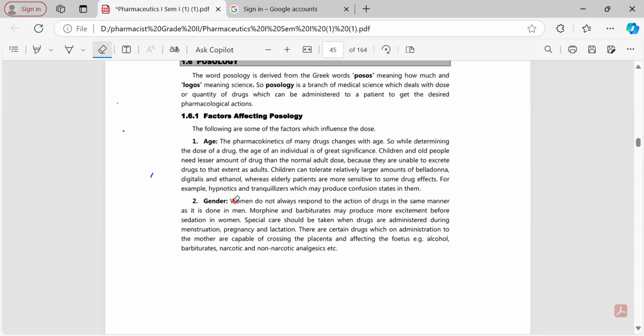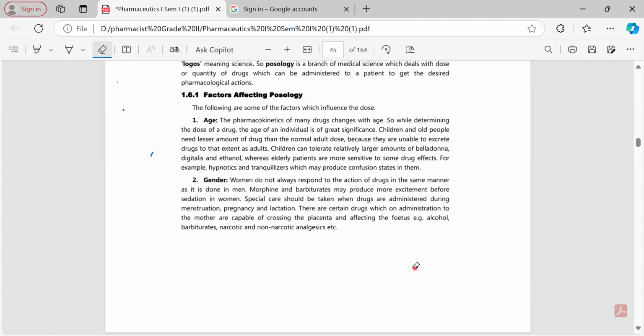Let's see the next factor. What is the next important factor? It is gender. As we discussed earlier, gender is also an important factor because many drugs are not supposed to be given in women. Women do not always respond to the action of a drug in the same manner as men. For example, morphine and barbiturates may produce more excitement before sedation in women. Special care should be taken when drugs are administered during menstruation, pregnancy, and lactation.